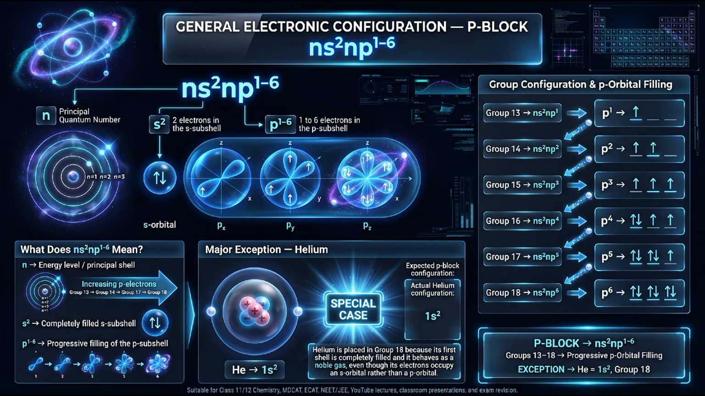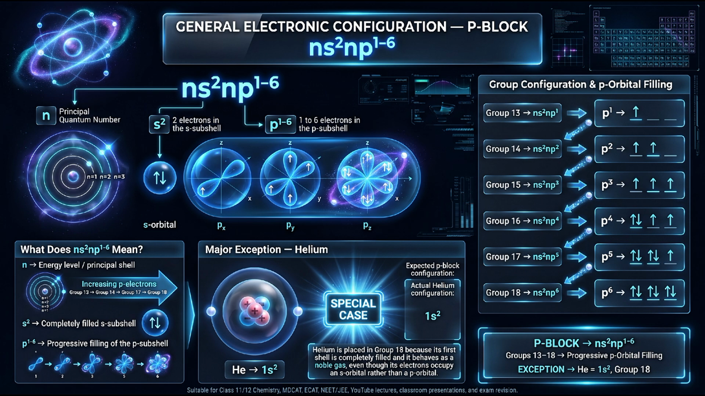the p-block. When we move to group 14, the configuration becomes ns²np2. There are now 2 electrons in the p-subshell. Carbon is the most important example of this group. Its outer electronic configuration is 2s², 2p². Silicon, germanium, tin, lead, and flerovium also belong to group 14. These elements generally have 4 valence electrons because the 2 electrons in the s-subshell are joined by 2 electrons in the p-subshell.